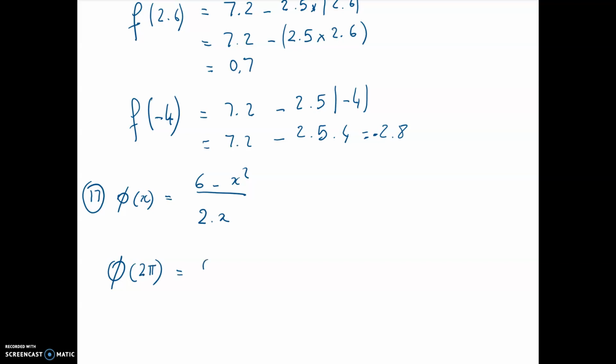So that means I need to calculate the value of my function when x equals 2 pi. Meaning that everywhere I have x, I will have to substitute x by 2 pi.